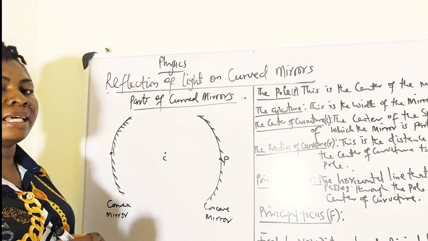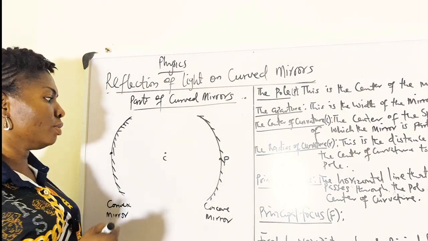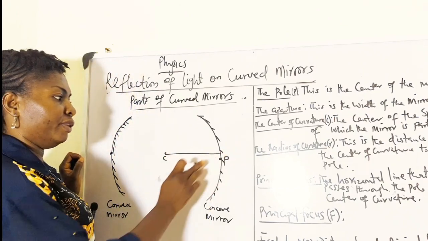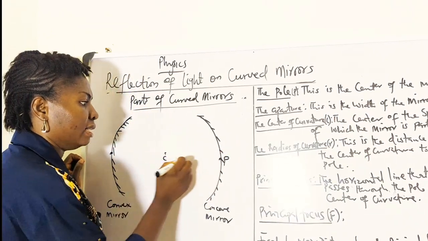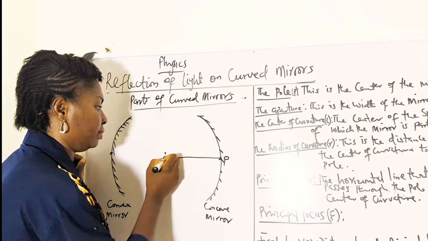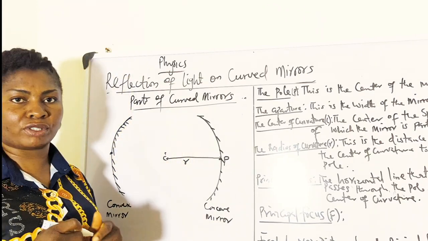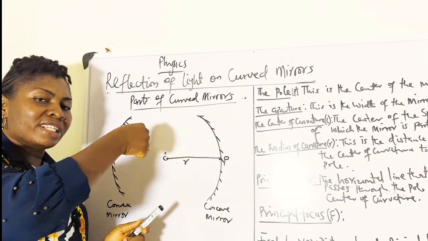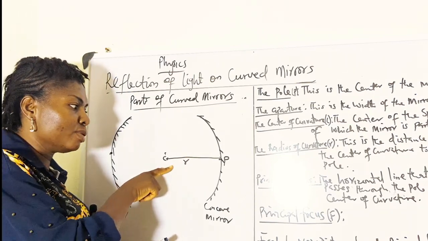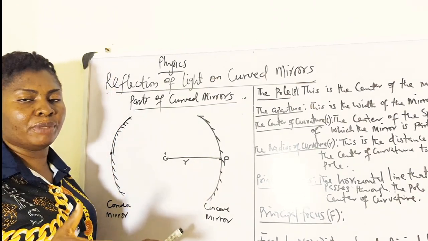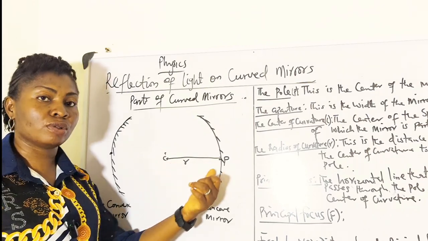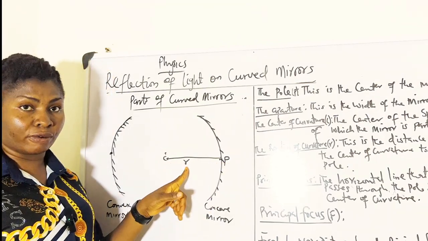The next one is the radius of curvature. Radius of curvature is the radius of the mirror, or you say the distance from the center of curvature to the pole of the mirror. So this is the radius of curvature. The radius of the sphere of which the mirror is part of, or the distance from the center of curvature to the pole of the mirror, is the radius of curvature.